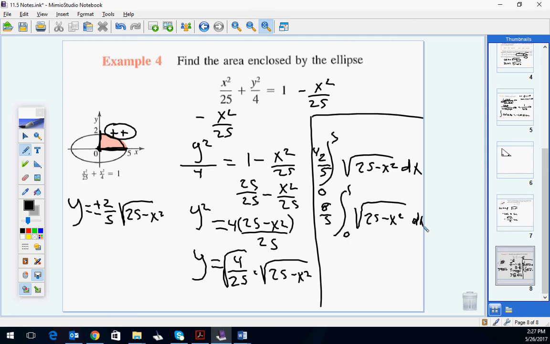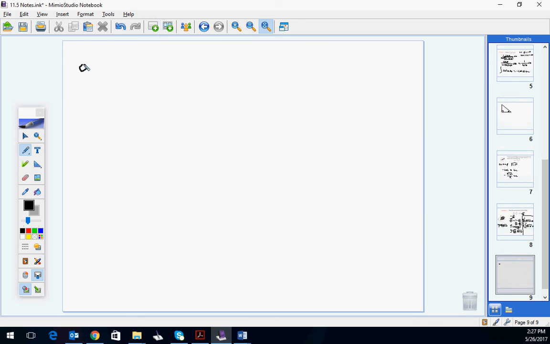Okay? That's all right. So the 25 minus x squared should be familiar from what we just did. So what would you make your x? Sine. Stay with the sine, yeah. Okay, let's go and get a new page here. All right, so we are at 8/5, 5 to 0, square root of 25 minus x squared. I'm just rewriting it, guys. X, we're going to make sine again.